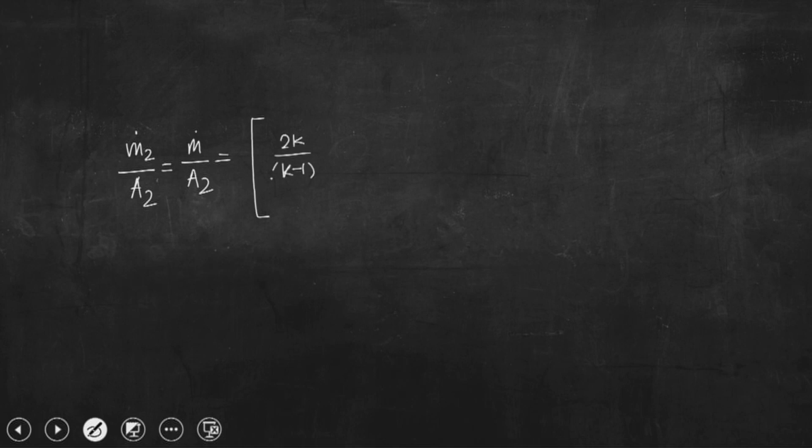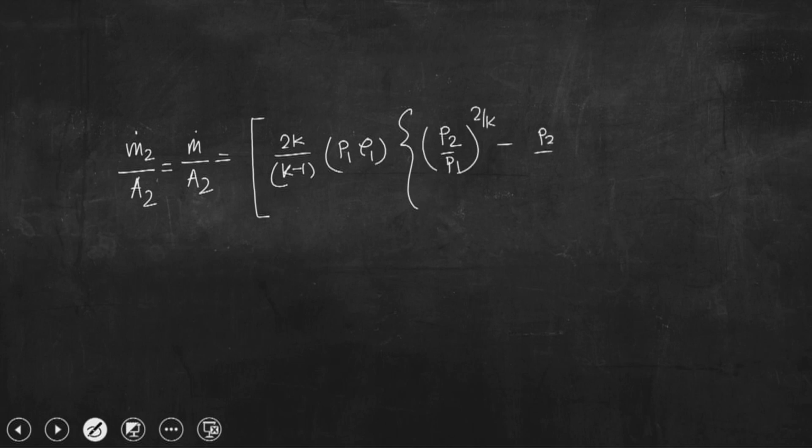That is 2k by k minus 1, P1 into rho 1, into (P2 by P1) to the power 2 upon k minus (P2 by P1) to the power k plus 1 upon k, the whole to the power half. So, this is the expression of mass flow rate. Now, this is the mathematical expression of the mass flow rate per unit area.